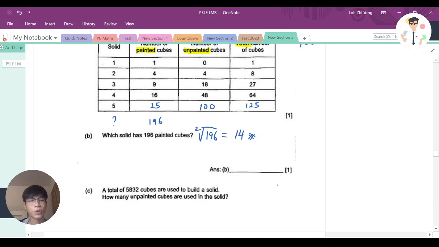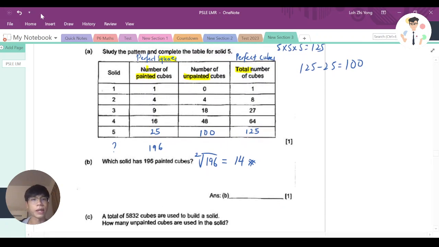So question C here says that a total of 5832 cubes are used to build a solid. How many unpainted cubes are used in the solid? So, okay, let me just write here. So basically, now I have here 5832 as my total. But now I want to look for my unpainted cubes. Okay. So the first thing that we can do is we need to find what is the solid number here. And again, I know this is a perfect cube.